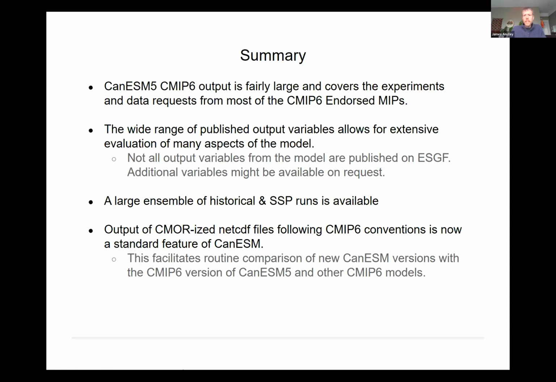This is really something important for us going forward to improve future versions of the model. I already noted a large ensemble is available, and also I'll just note that it's now a standard feature of CanESM that the model can output CMORized NetCDF following the CMIP6 conventions to facilitate routine comparison of our new versions with existing CMIP models, including our previous one, for example, using the diagnostic package that Michael mentioned, or indeed any community tools. Okay, that's all. Thanks.